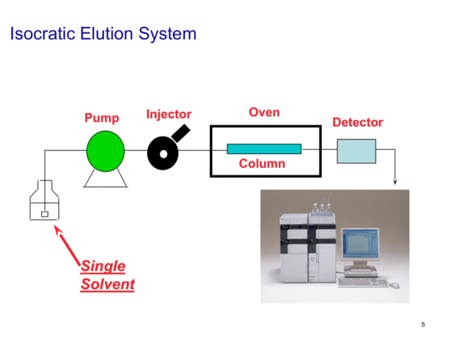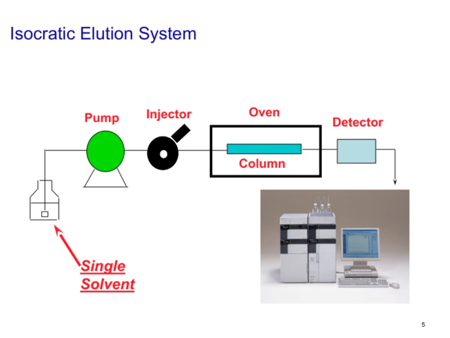The oven helps control the temperature, ensuring consistent conditions for reproducibility and optimal separation. The column is where the actual separation happens. It's packed with the stationary phase that interacts with our compounds. The injector introduces the sample into the system smoothly and precisely. The pump then pushes the solvent and sample mixture through the column at a consistent flow rate.